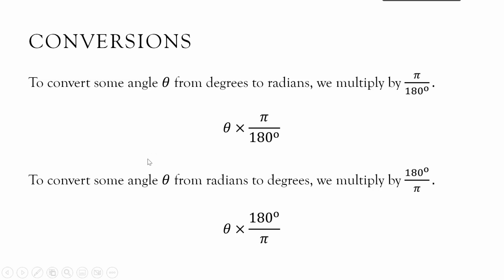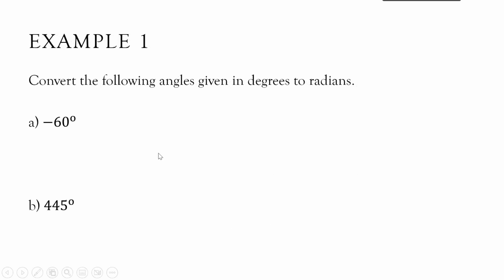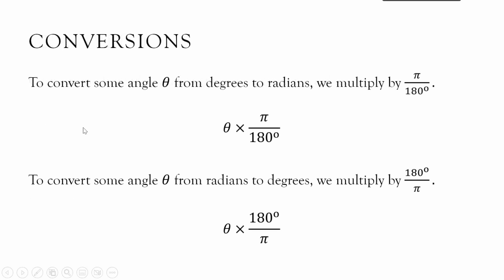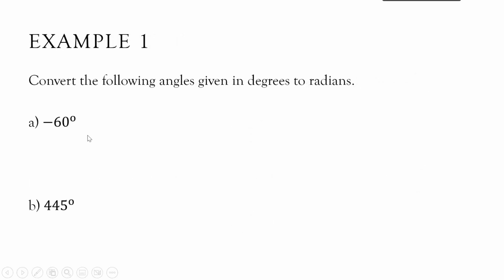Alright, so now that we know how to convert back and forth between degrees and radians, let's go ahead and do an example. Example 1: convert the following angles that are given in degrees to radians. Again, if I look at part A, here I have negative 60 degrees. But I don't want this in degrees, I want to measure this in terms of radians. So, if I want to convert this from degrees to radians, I have to multiply by pi over 180. Remember, this is how we convert from degrees to radians.